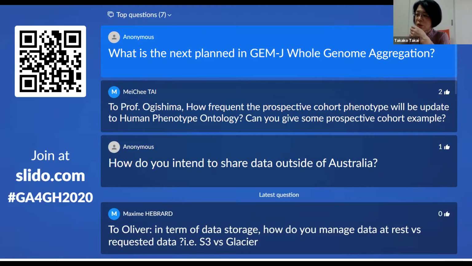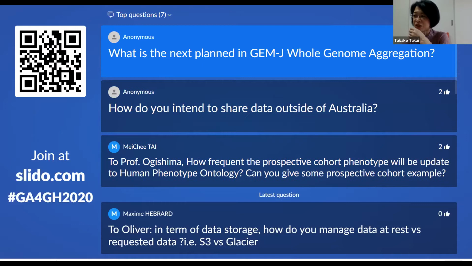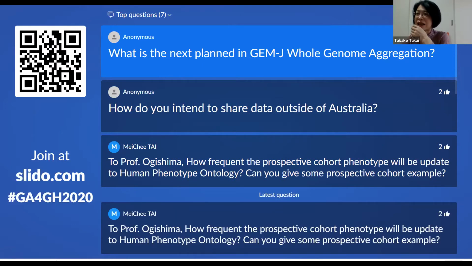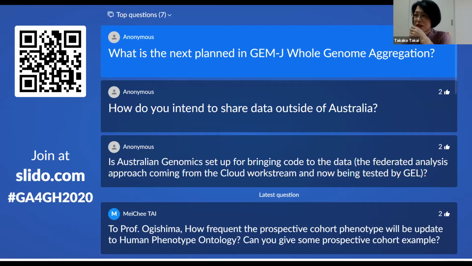Once we complete the reanalysis of the deposited data, there is nothing left right now. So we are waiting for the next big deposition from the big genome sequence data analysis project. And once the data is deposited, we will be planning to restart the whole genome aggregation analysis for the Japanese population. That's it.